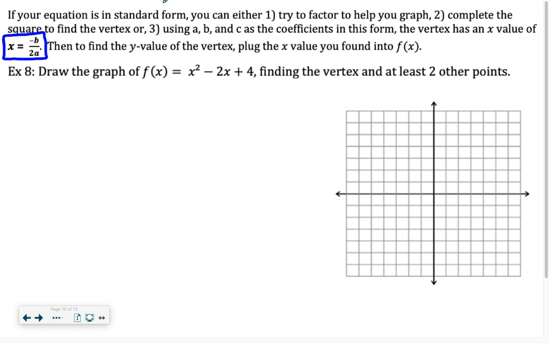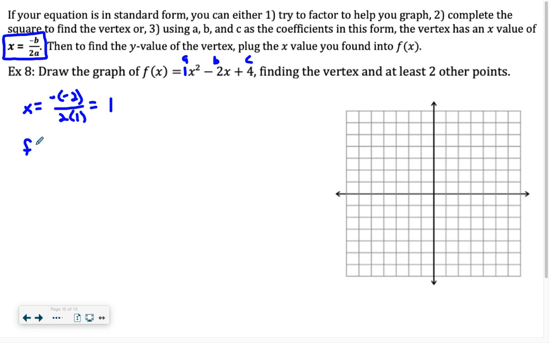This formula here, x equals the opposite of b over 2a, will always get me the x coordinate of the vertex. Okay, so here my a value would be 1, right? My b value is negative 2, c is 3. So the x coordinate of the vertex is going to be the opposite of negative 2 over 2 times a, which is 1. So that'll be 2 over 2. The x coordinate is 1.